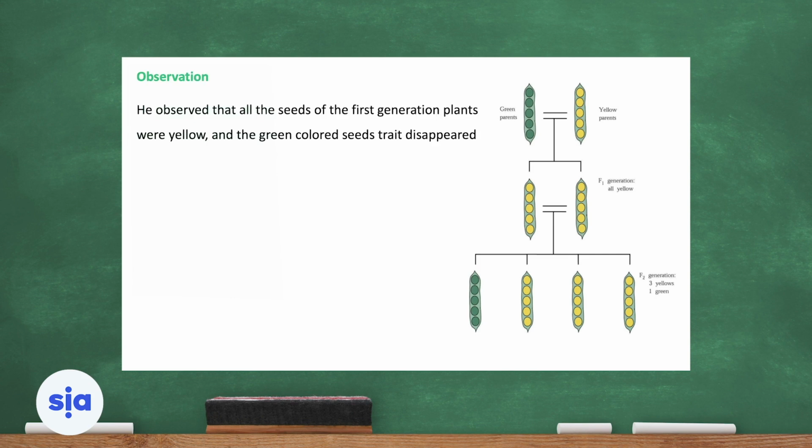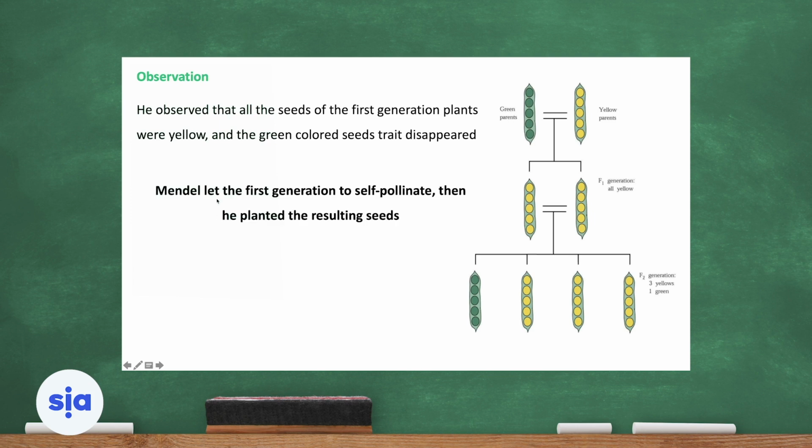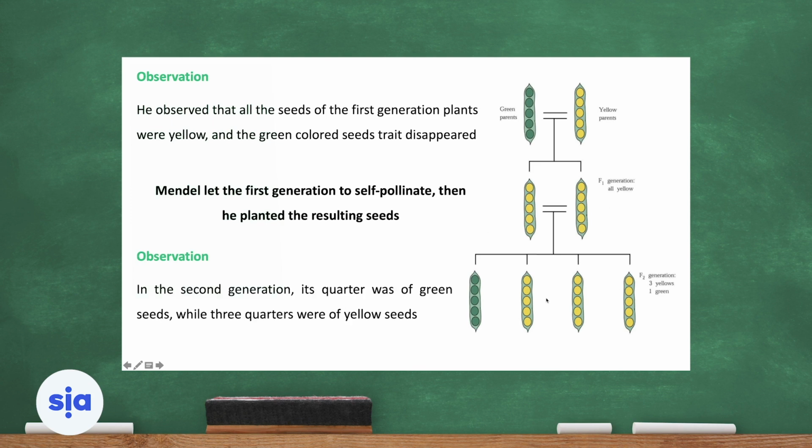He observed that all the seeds of the first generation plants were yellow, and the green color disappeared. Mendel let the first generation self-pollinate, and then he planted the resulting seeds. In the second generation, only a quarter of the plants were green, and 3/4 were yellow, having yellow seeds.